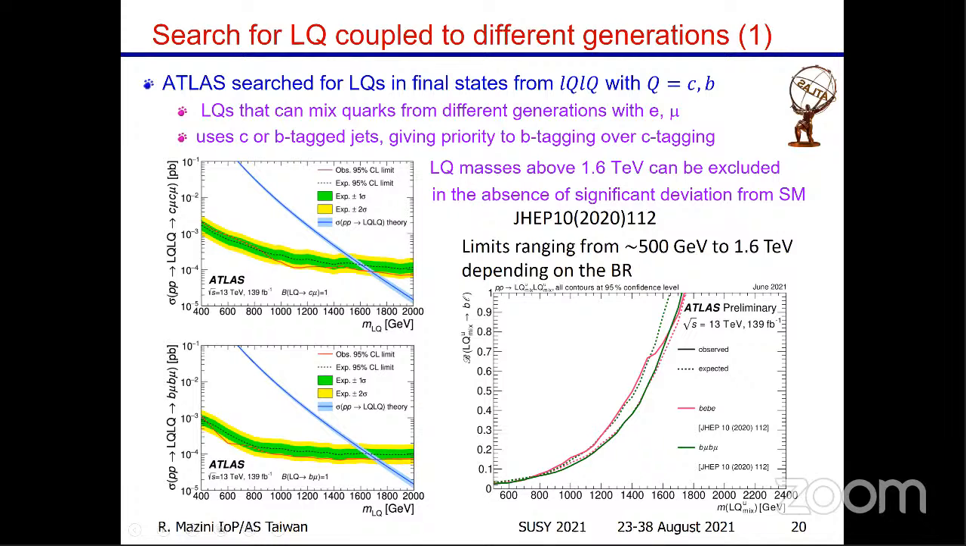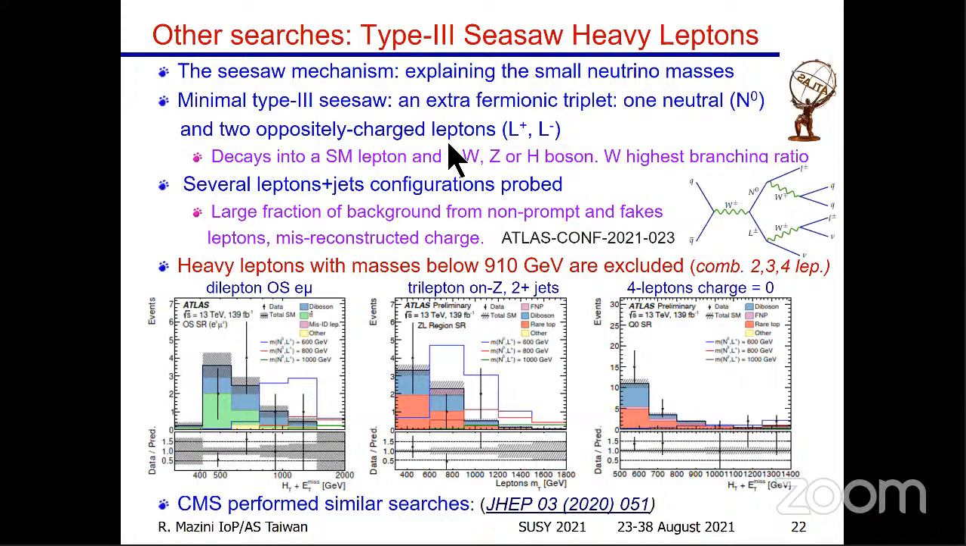So the last searches consisted of looking for seesaw heavy leptons. They consist of extra fermionic triplets, either neutral or charged ones, decaying into standard model leptons and the W, Z, or Higgs boson, with the W having the highest branching ratio. Several lepton configurations were probed, depending on the lepton final states, as shown in these three figures here. So ATLAS managed also to set a limit on the existence of the seesaw heavy leptons, excluding masses below 910 GeV after combining the results from these three searches.